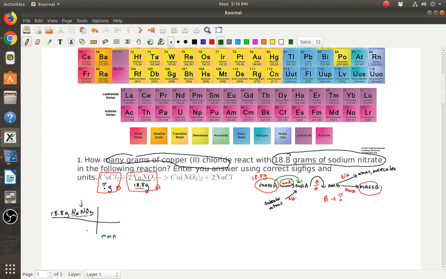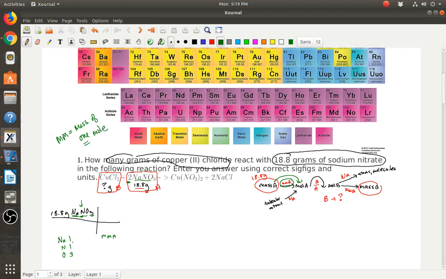Before I do that, though, I want you to look at this. Notice that there's a 2 in front. You do not use that 2 to calculate molar mass. The coefficients are only used for the ratio. So I'm going to need a sodium, a nitrogen, oxygen. I need 1 sodium. There's only 1 sodium in that molecule, 1 nitrogen in that molecule, and 3 oxygens in that molecule. Do not multiply those things by 2. The 2 is used in the ratio. Molar mass, MM, is the mass of 1 mole.